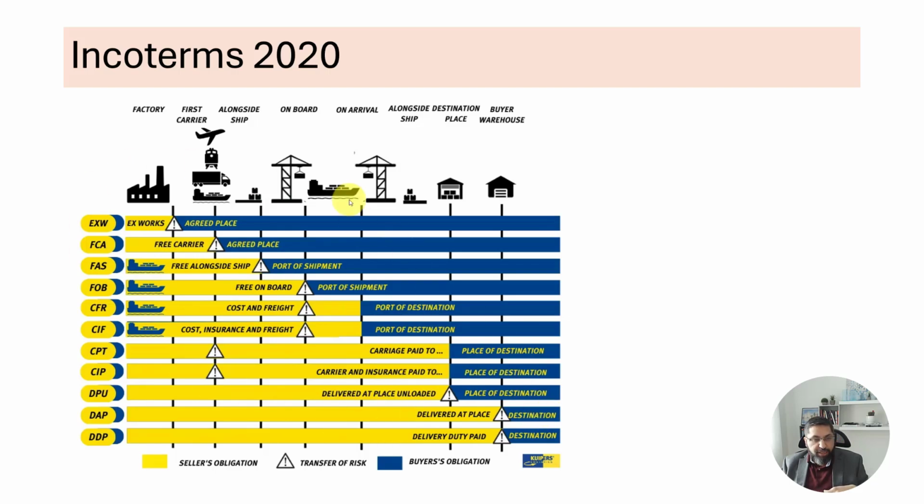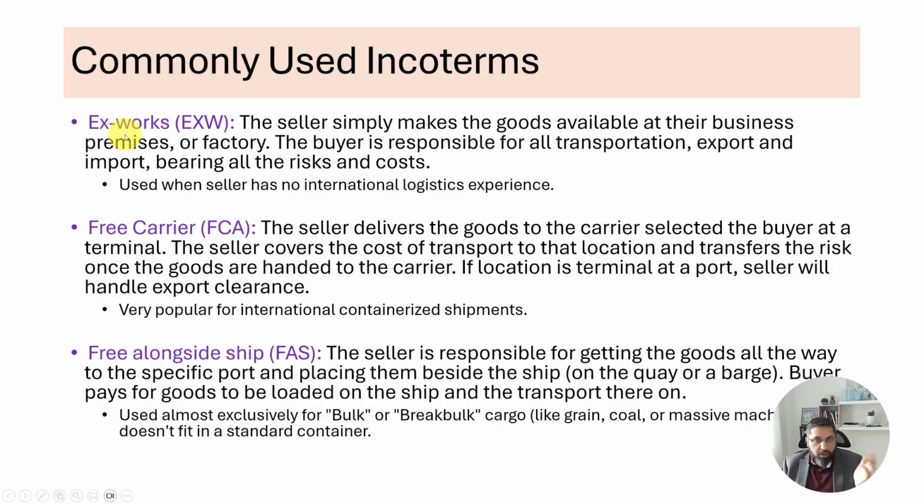So everything that you need to know is basically in this one picture. And so I want you to take time to really understand this picture. So let's go over some of these commonly used terms. I'm not going to go over all of them, but some of the ones which you should really know. Ex works. The seller simply makes the goods available at their business premises or factory. Buyer is responsible for all transportation, export and import, bearing all risks and costs.